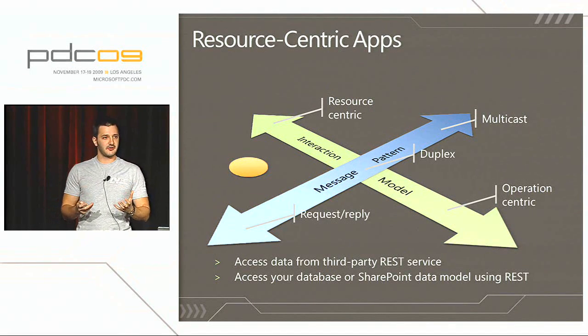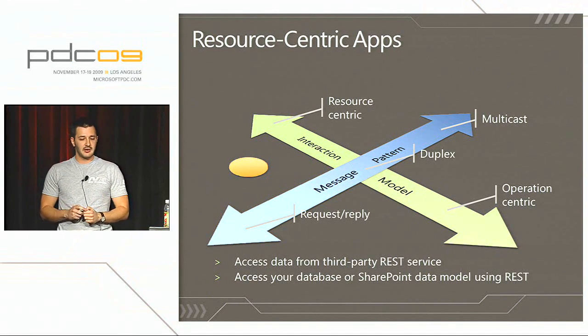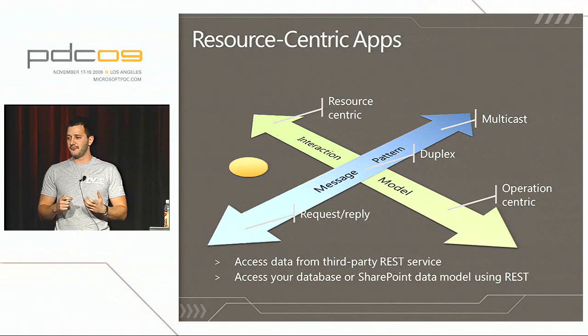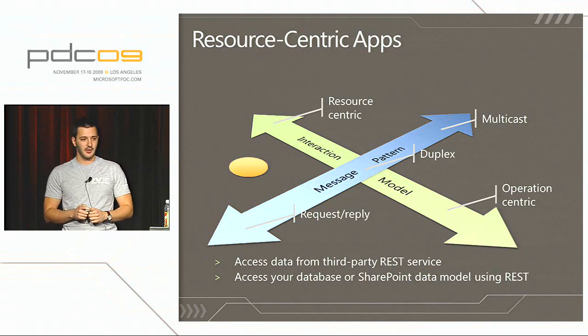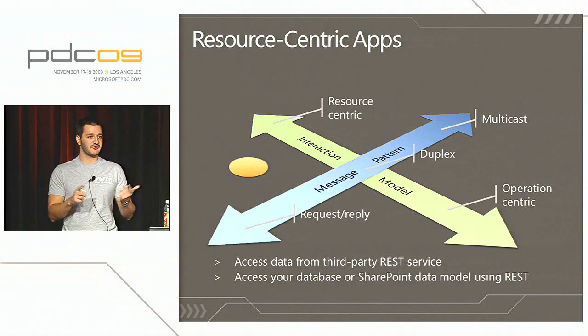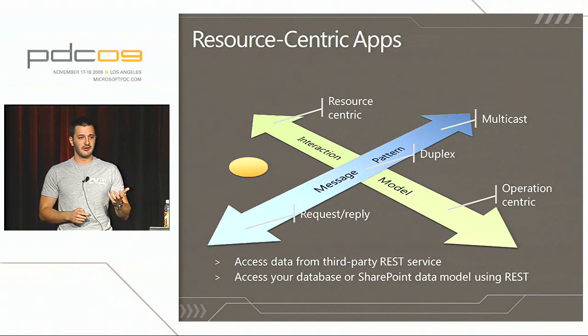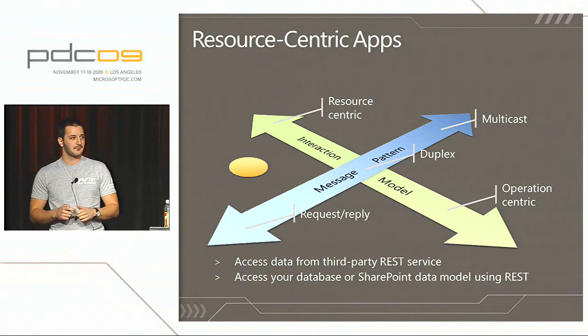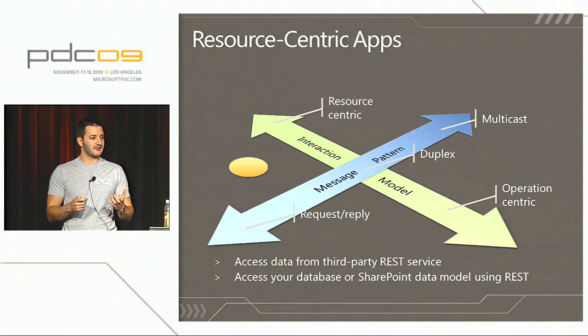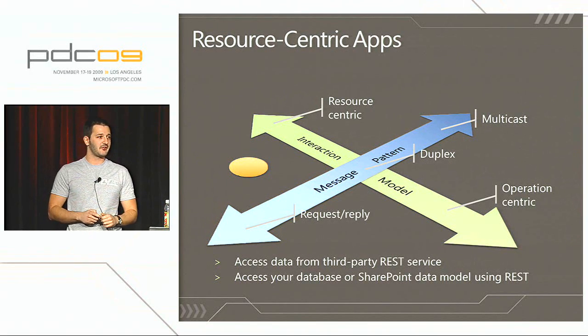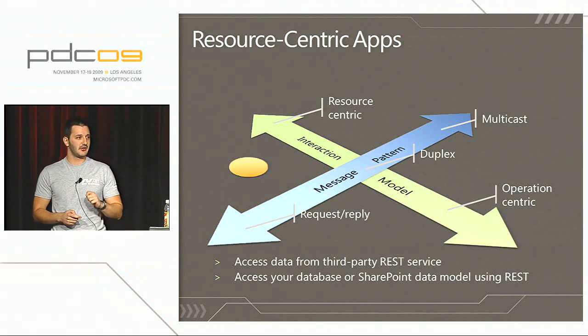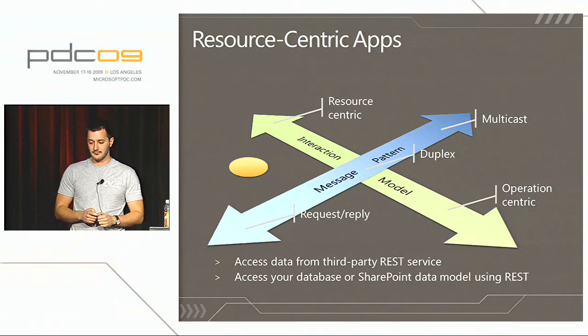We covered RIA Services and the forms over data scenario. Now let's talk about what other scenarios fit in that resource-centric request-reply square. We have the canonical accessing a REST service, accessing any public REST service. That's a canonical scenario for resource-centric apps. Another scenario is again related to REST, but this time you own the service. You own the data model and you built your own REST service that you're now accessing from Silverlight. So that's the distinction: do you own the service or not?